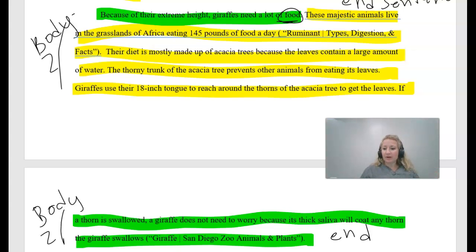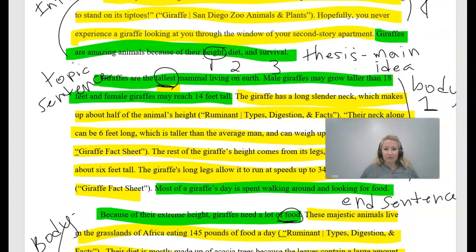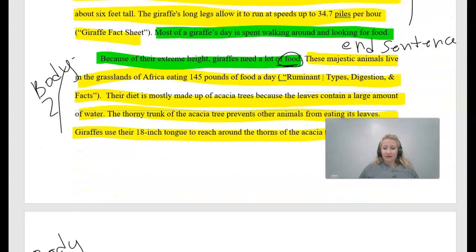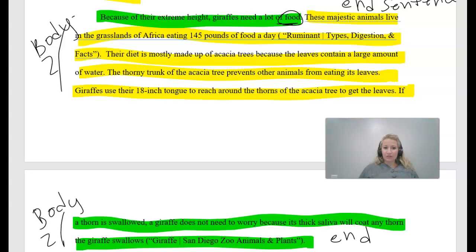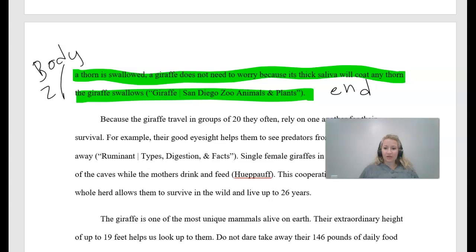So I'm talking about food here. So the goal would be that that second listed idea in the thesis is about food. Whoa, look at that. It's food. So those two match. That's exactly what I want to see, okay? All right. So we just finished body 2. Now we are going to do body 3.